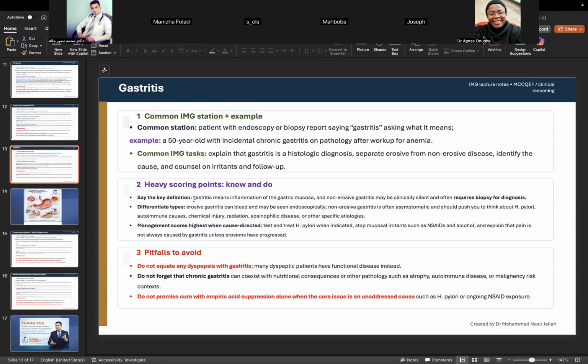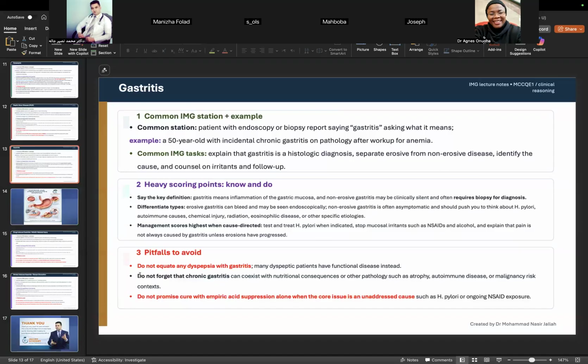The definition: gastritis means inflammation of the gastric mucosa, and a non-erosive may be clinically silent and often requires biopsy for diagnosis. Differentiate the types. How many types do we have? Go ahead and explain all of them, which we already did, right? Management scores highest when cause-directed. Test for H. pylori and treat when indicated, and stop mucosal irritants, which are non-steroidals, alcohol, smoking, caffeine, whatever it is.